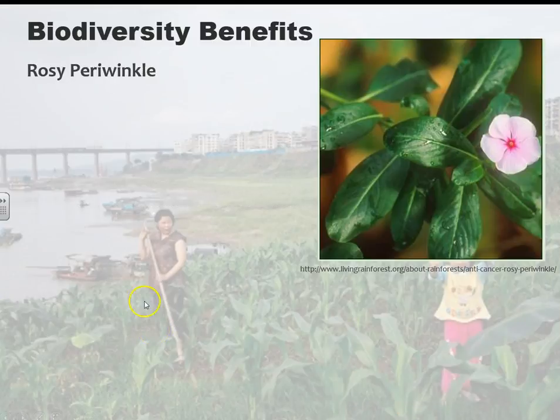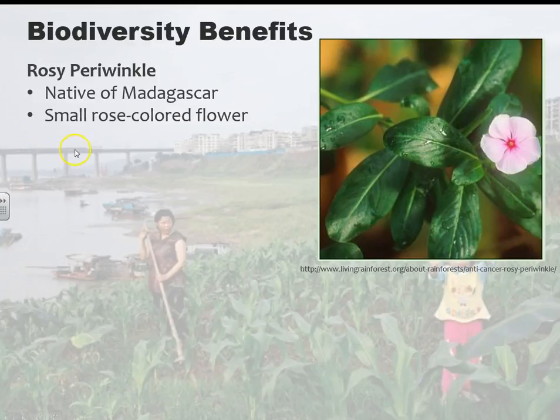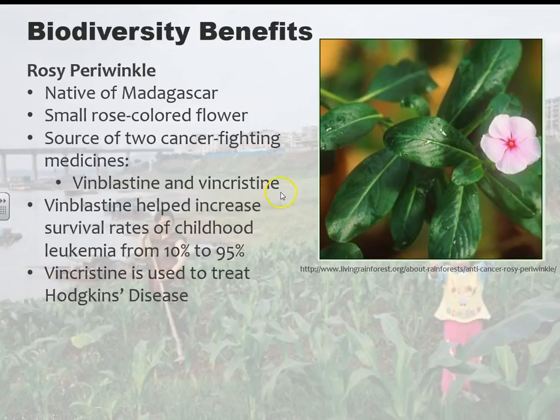Okay, so I just want to go over one example of the benefit of nature in the medical field. There's something called the Rosy Periwinkle. It's a native of Madagascar, the big island off the coast of the southeast part of Africa. It's just a nice little flower, no big deal. So it turns out this little flower is the source of two cancer-fighting medicines. One of them helped increase the survival rate of childhood leukemia from 10% to 95%. I mean, that's a really huge deal. And it is also used to treat Hodgkin's disease.